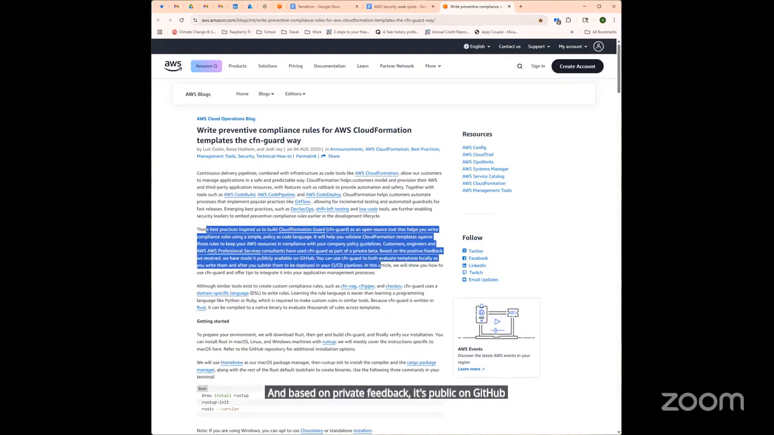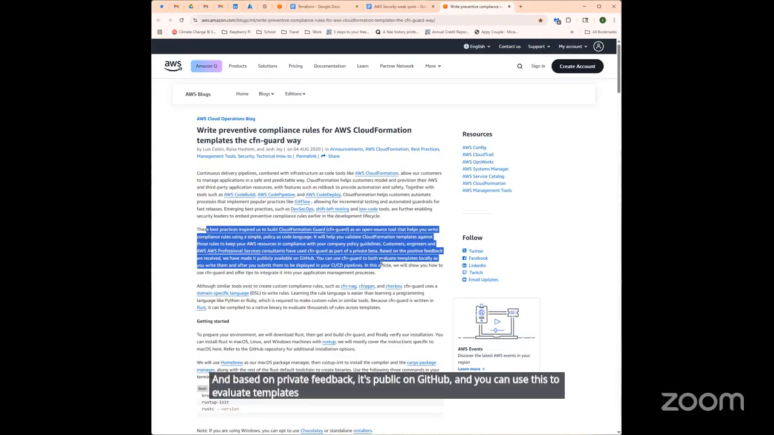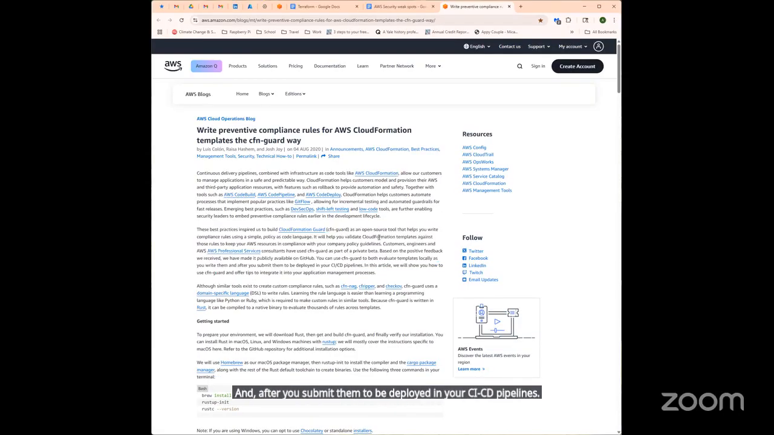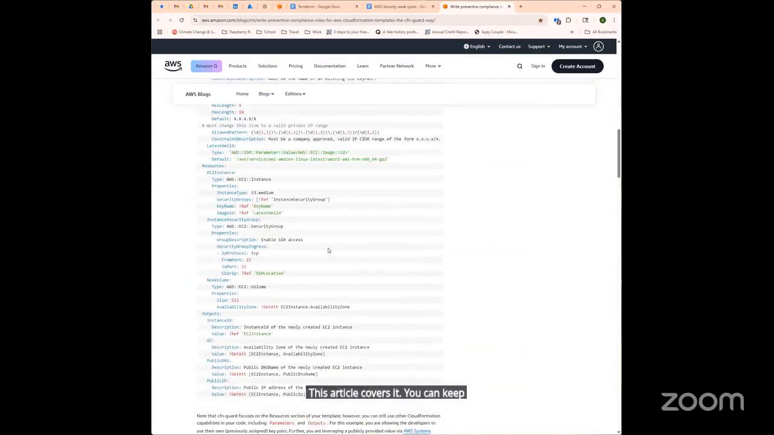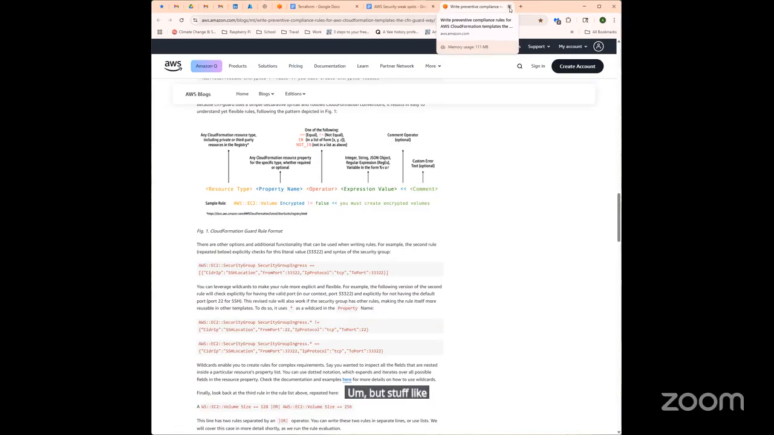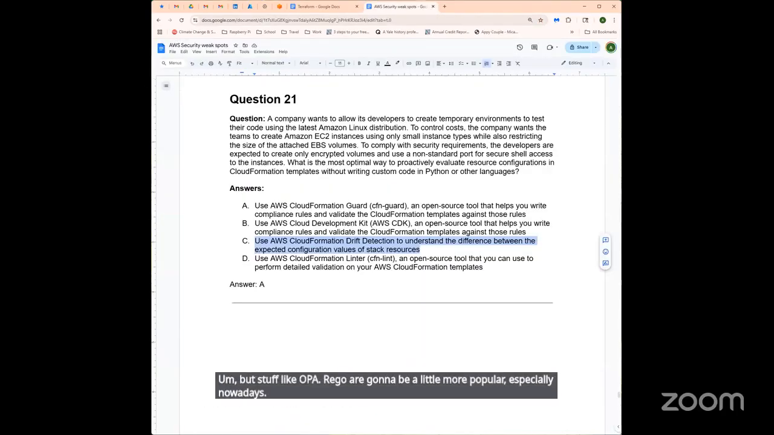And you can use this to evaluate templates locally as you write them and after you submit them to be deployed in your CI/CD pipelines. This article covers it. You can keep going all the way down to find out more about how you would use this. But stuff like OPA, Rego are going to be a little more popular, especially nowadays. Let's go to the next question.